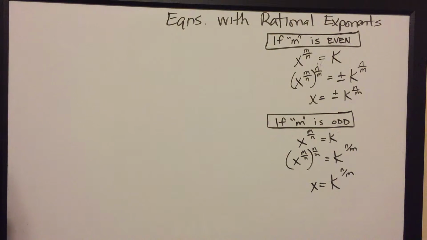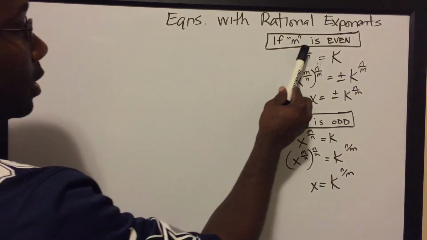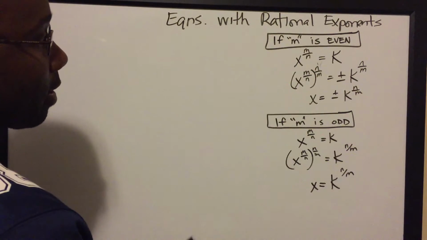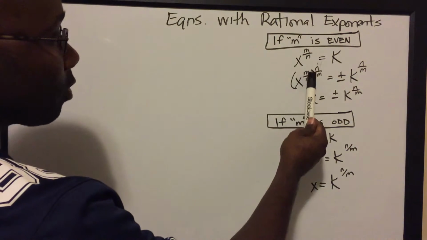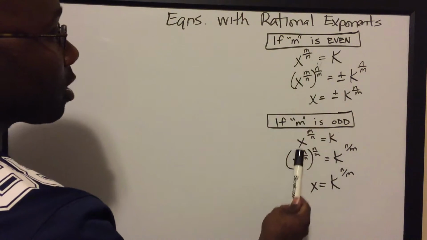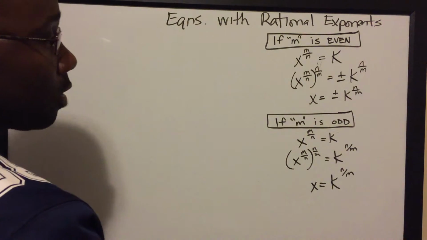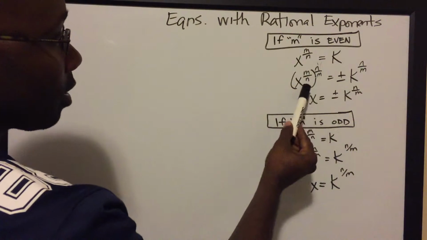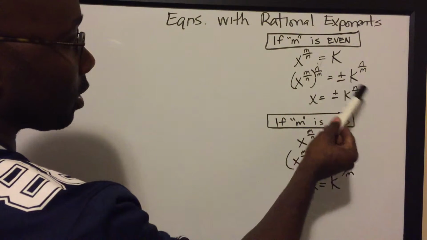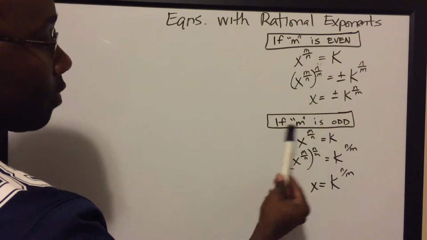It says if m is even, x to the m over n is equal to k. Then we can say x to the m over n raised to the n over m is equal to plus or minus k to the n over m. So if that's the case, this is going to cancel out and just x is equal to plus or minus k to the n over m.